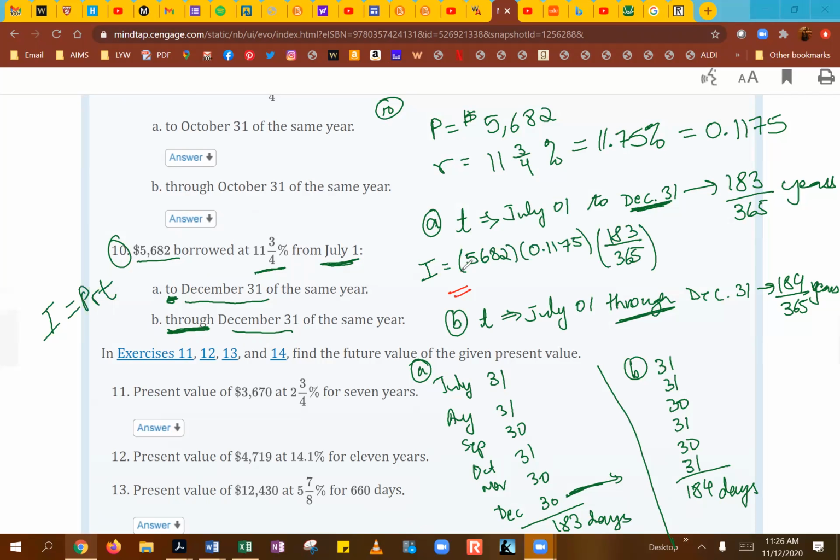Okay, let's see, 333 and 82. Okay, let me check my math then, because that's a little different. 5682. We're multiplying that by 0.1175. Multiply that by 183 divided by 365. Yeah, so that's not the answer that I came up with.